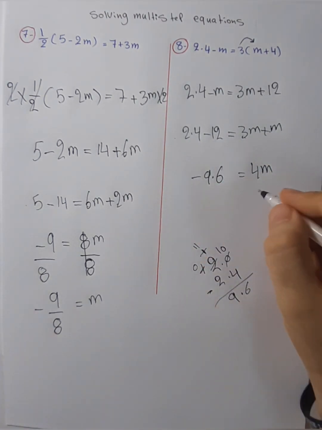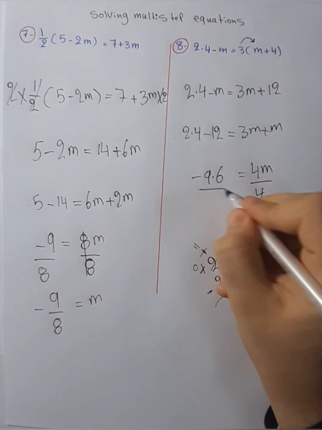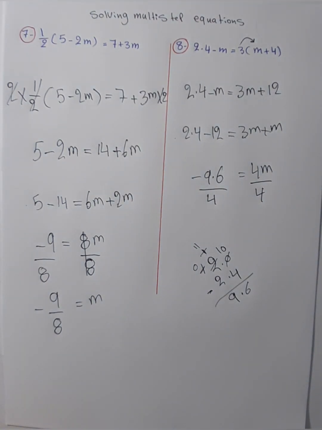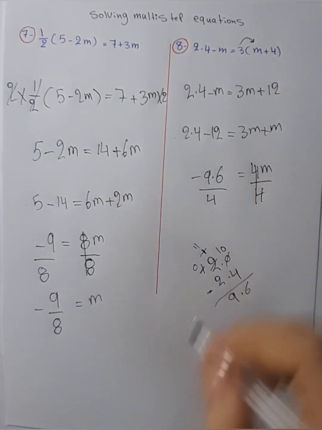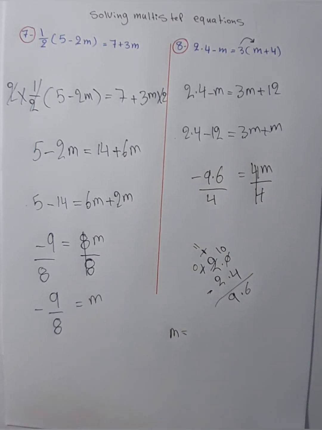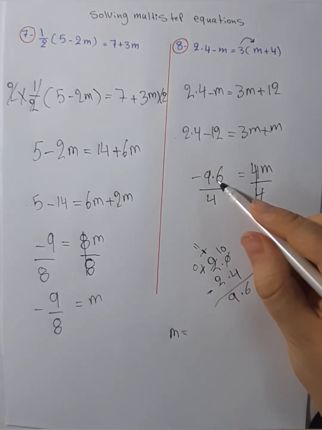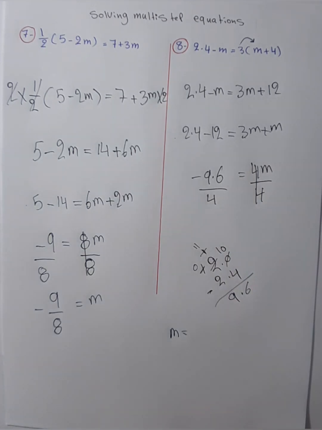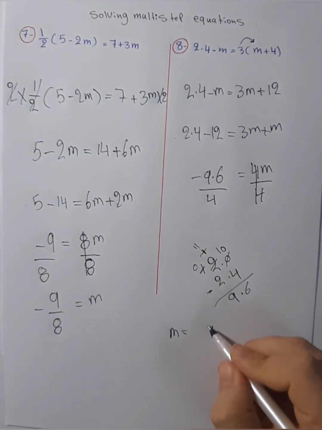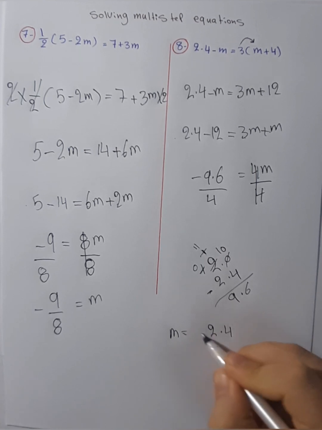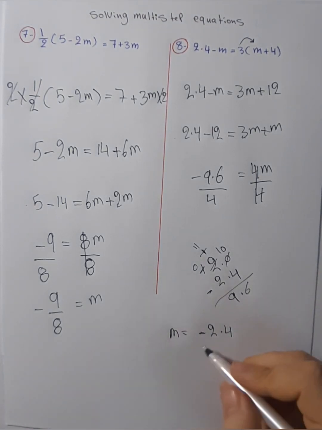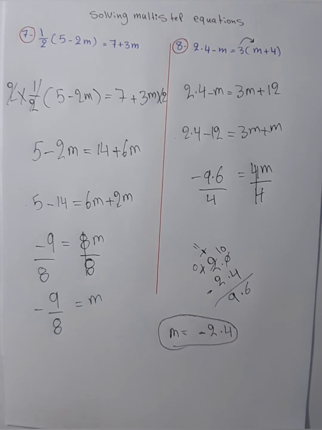After that, you have to divide both sides by 4. These two 4s are reduced, m stays, and then 9.6 divided by 4 equals negative 2.4. So the value of m is negative 2.4.